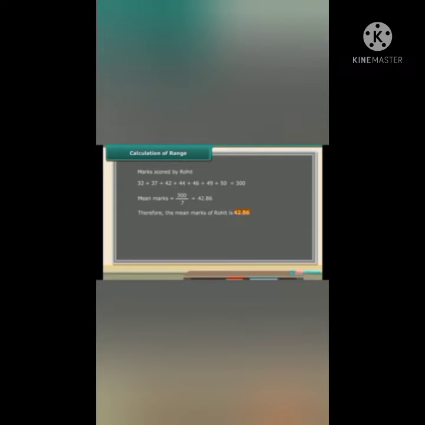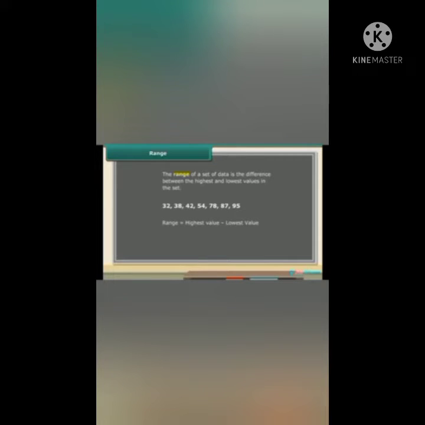42.86. The range of a set of data is the difference between the highest and lowest values in the set. To find the range, first order the data from least to greatest. Then subtract the smallest value from the largest value in the set. So children, now you can also find the range of any set of data.